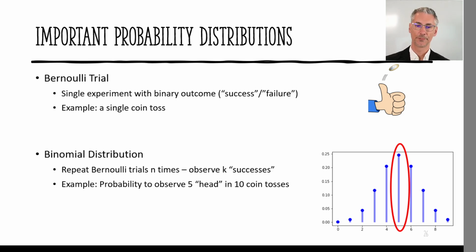Now, if we repeat such a Bernoulli trial n times and observe k successes, this leads us to the binomial distribution. So for example, instead of asking what the next coin toss is, we want to ask: if we toss the coin 10 times, what is the probability of observing 5 heads? You can see the distribution here on the right, and of course 5 has the highest probability because we have a fair coin and it's equally likely to have head or tail, but it's perfectly possible to observe only 1 or 2 heads. It's just not very likely.